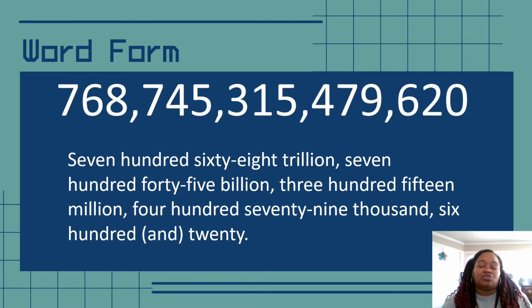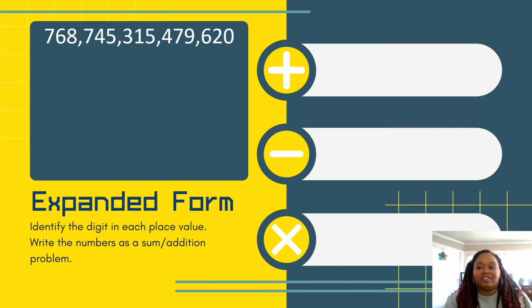Now, another way to write out the numbers would be called word form. So you can see below, everything is spelled out. This is 768 trillion, 745 billion, 350,479,620. Not terribly difficult, but we start with the highest place value and go from there as we list the number in words.